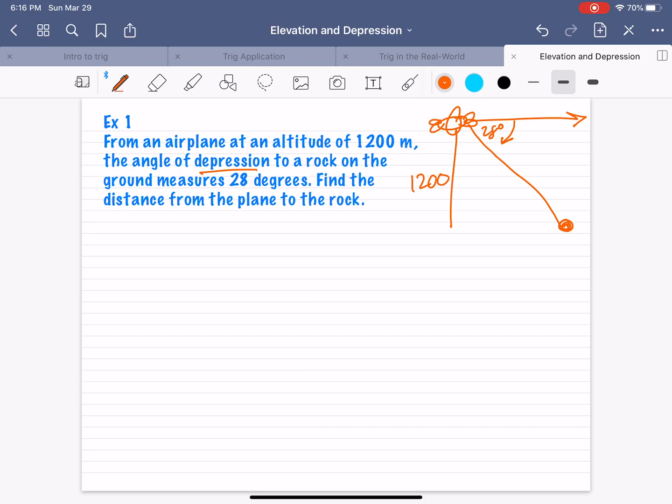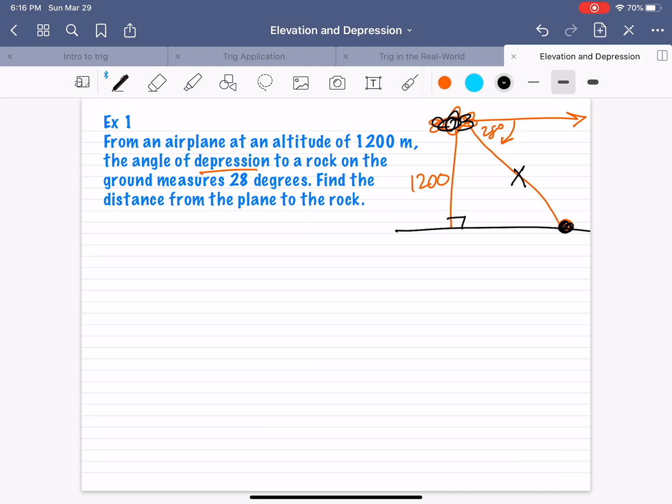Find the distance from the plane to the rock. In other words, this x value here. The distance from the rock to the airplane. Now let's make our right triangle. So here's the ground. Here's our right angle. So let's see what we have.